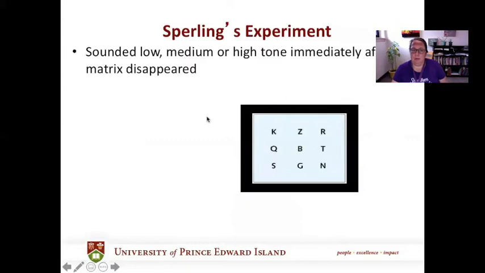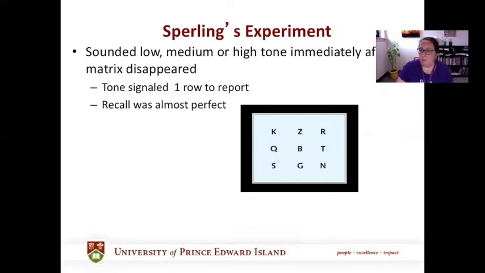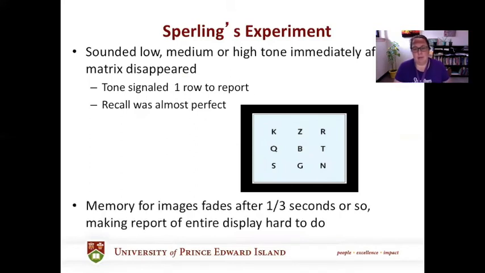So what's interesting here is that the tone signaled which row to report, and no matter which row they had to report, recall was almost perfect. So then we see that the memory for the image fades after a third of a second or so. And so he could say that even though sensory memory is very short, you can remember the entire display. The subjects correctly recalled 3 letters per row. In other words, all 9 letters were encoded briefly in iconic memory.